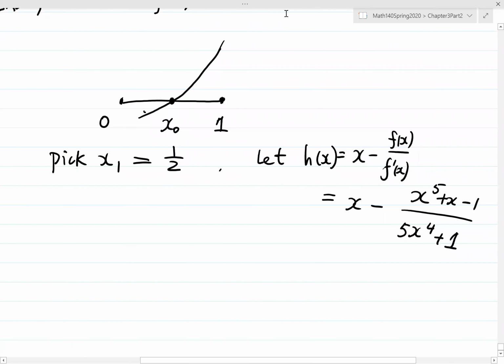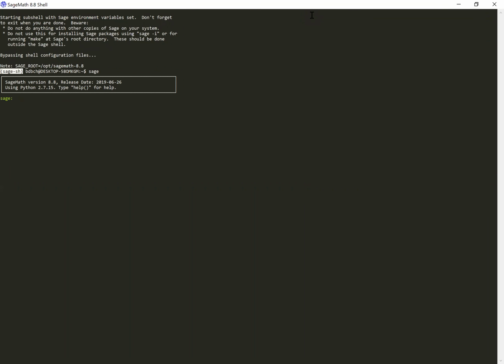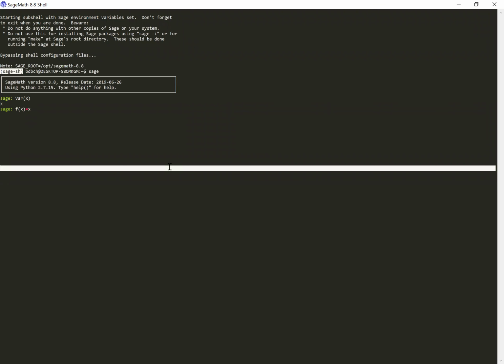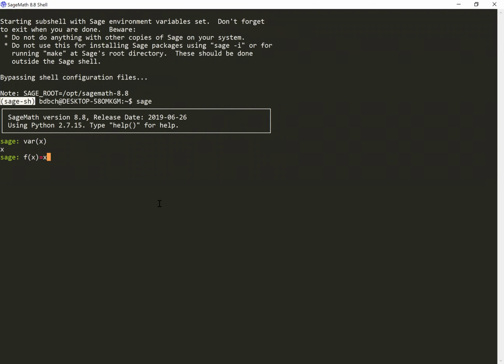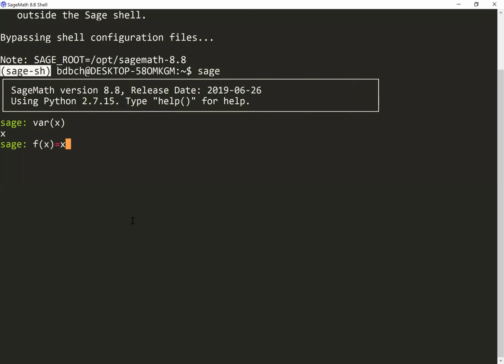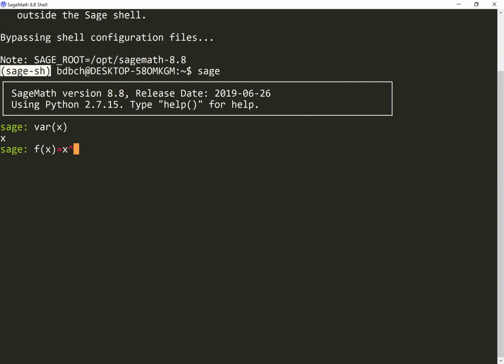Okay, let's see how this works using a program. Can everyone see the screen? So we define a variable x, then we define the function f, which is x to the power 5 plus x minus 1. I'll make it bigger. So f(x) is the thing.